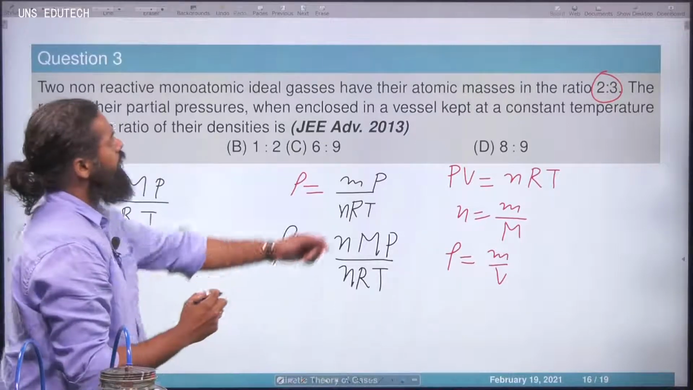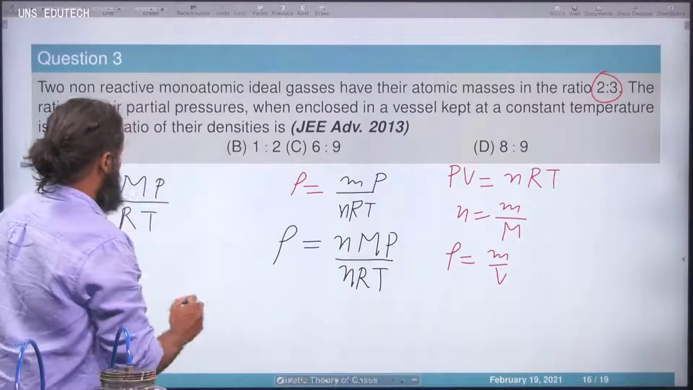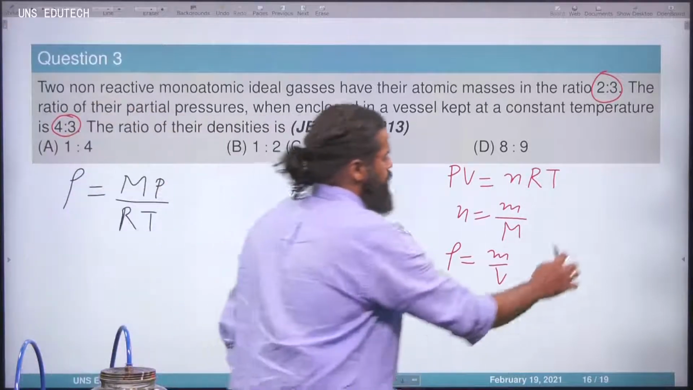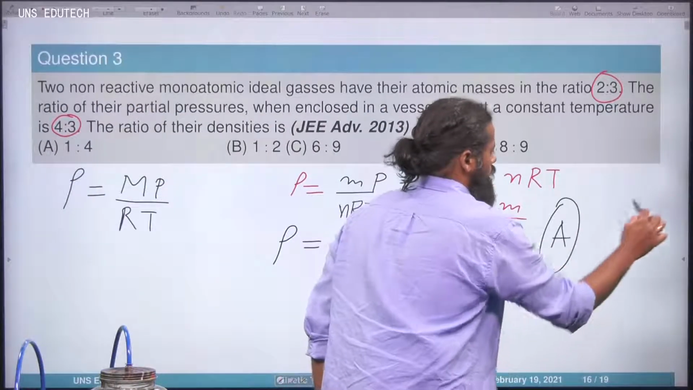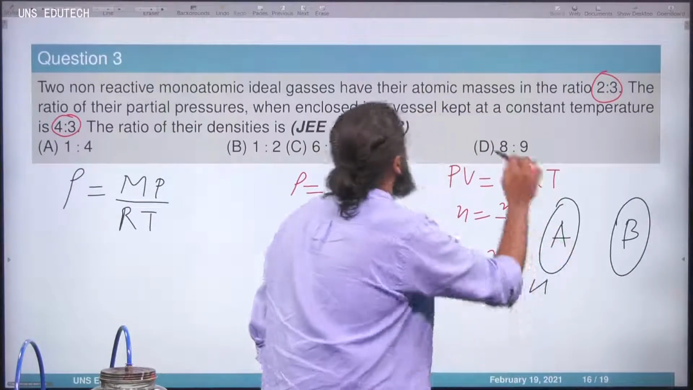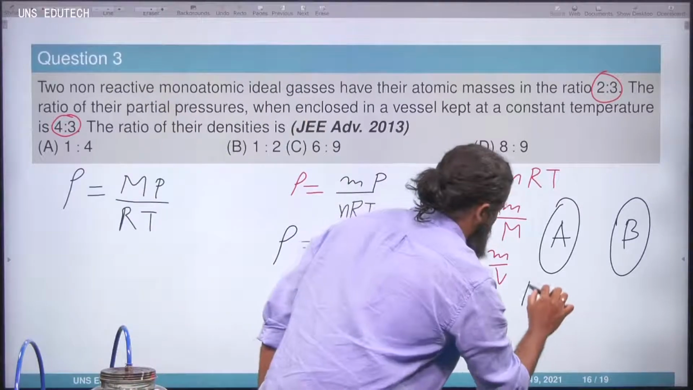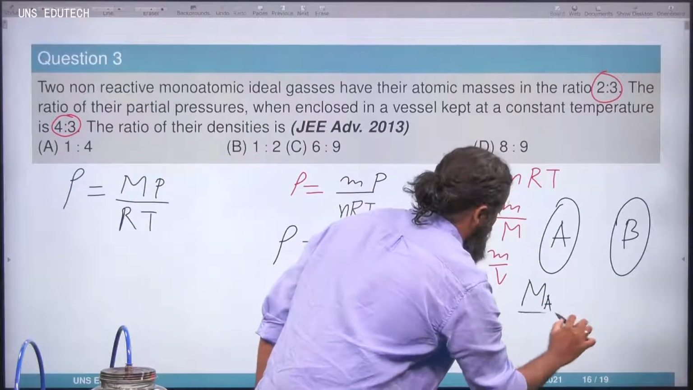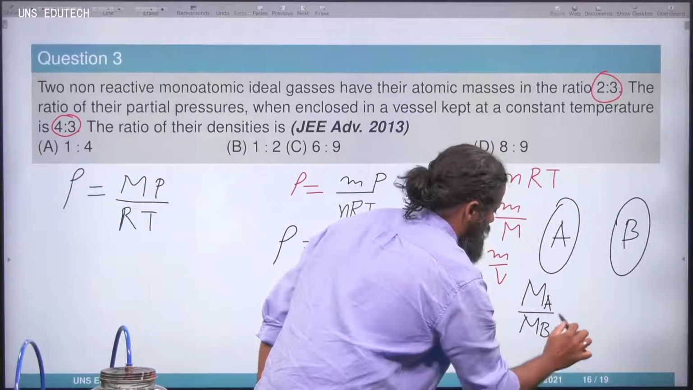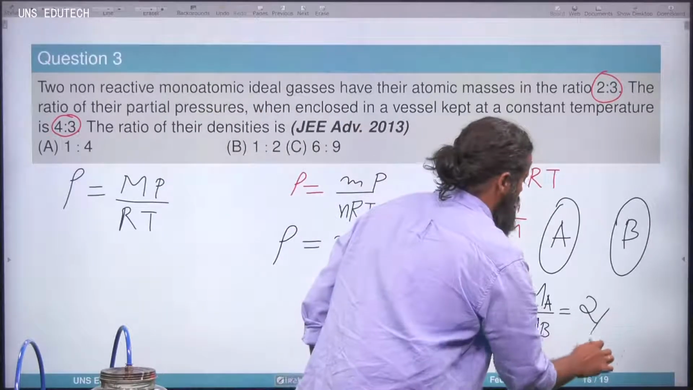So here, in the case of monoatomic gases, the ratio of the atomic masses is given. Assume that you are considering two systems. First one is A, second one is B. So the ratio MA by MB is given as how much? 2 by 3 is given, 2 by 3.